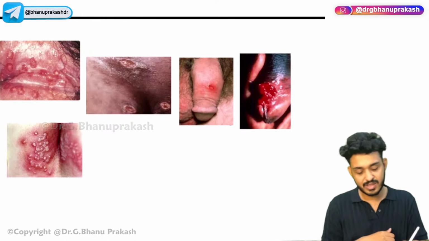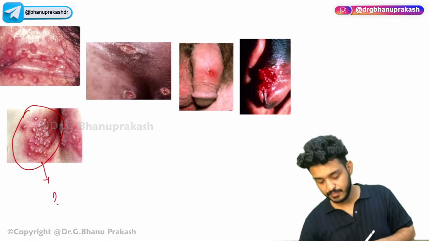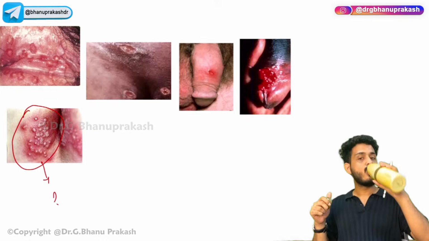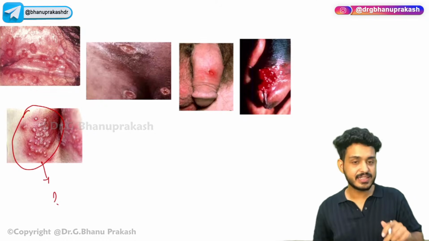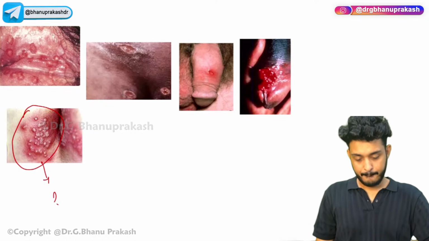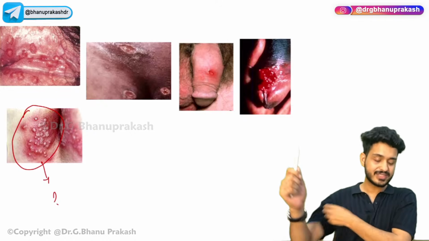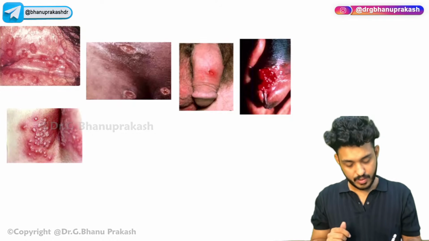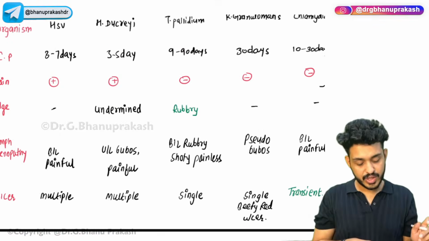Please try to answer which ulcer this is. What is this ulcer? I'm waiting for your response, guys. What is this ulcer? Just give me 7 minutes and you will understand this completely. First of all, as I've told you, you need to understand whether the ulcers are single or multiple.